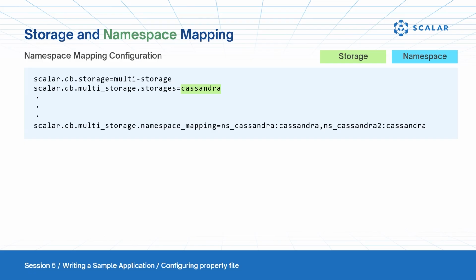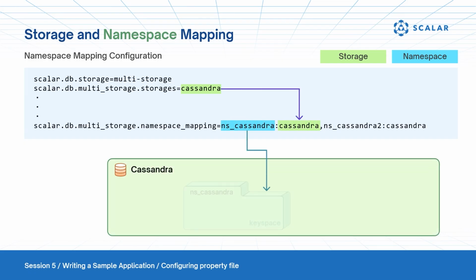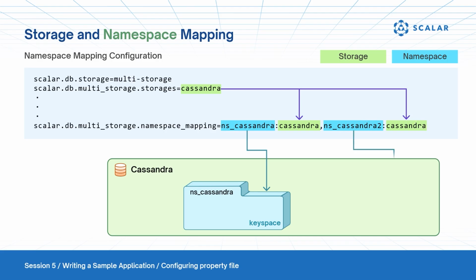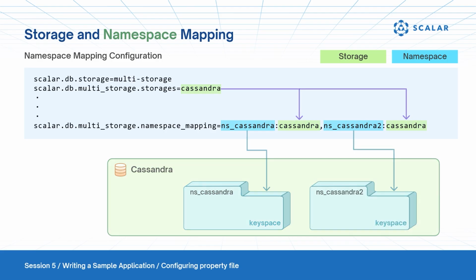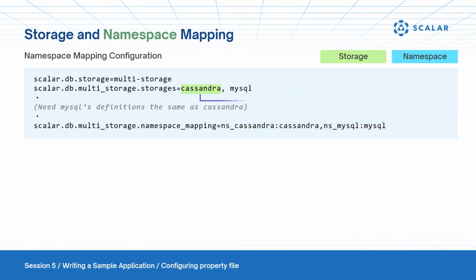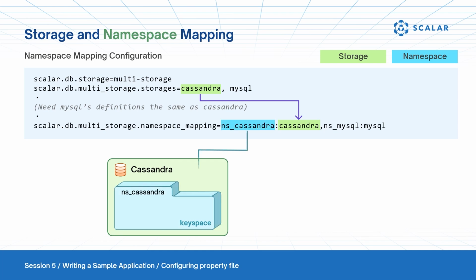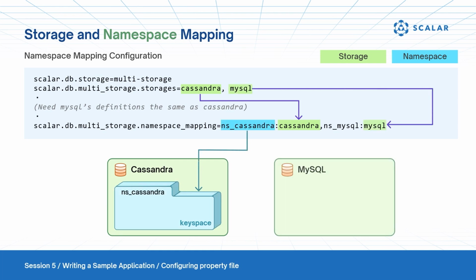Here is an example of using the same storage defined as Cassandra to create two different namespaces as ns_Cassandra and ns_Cassandra2. This is an example of using two different types of databases and creating a namespace for each. This pattern is used for transactions that span multiple databases. In the given example, we have defined two storages, but 3 or more storages can be defined.